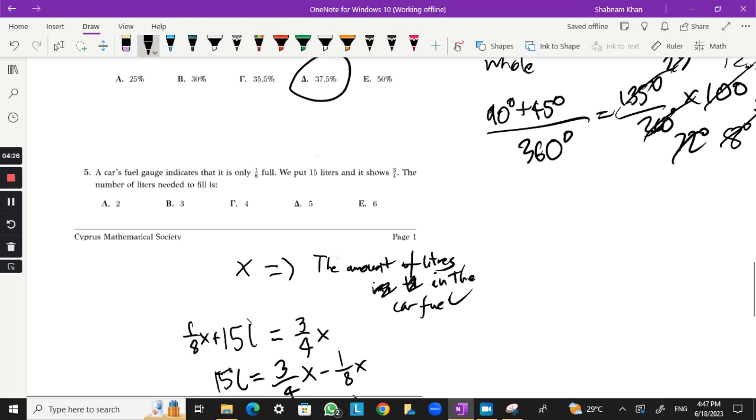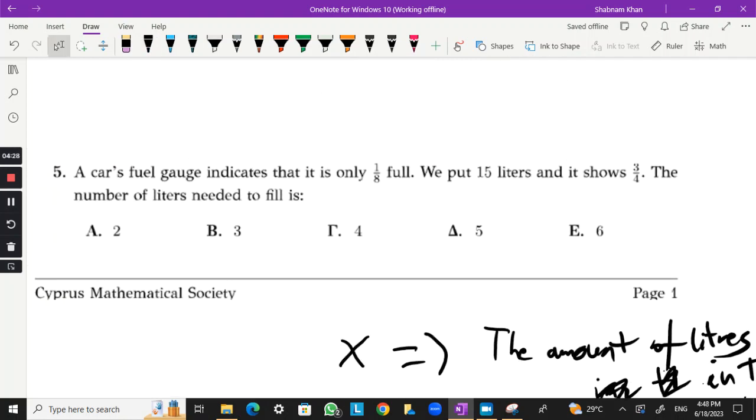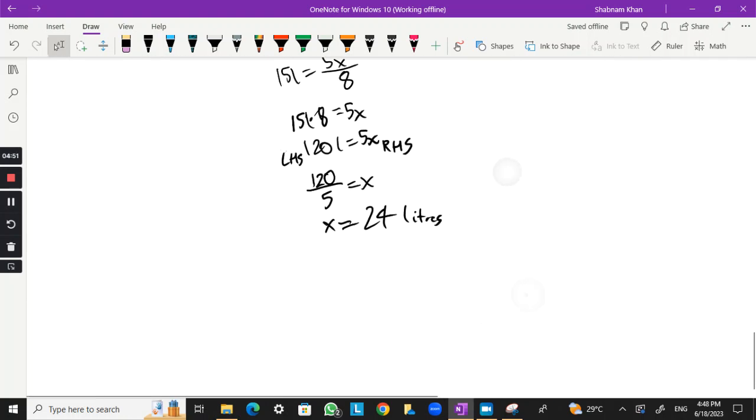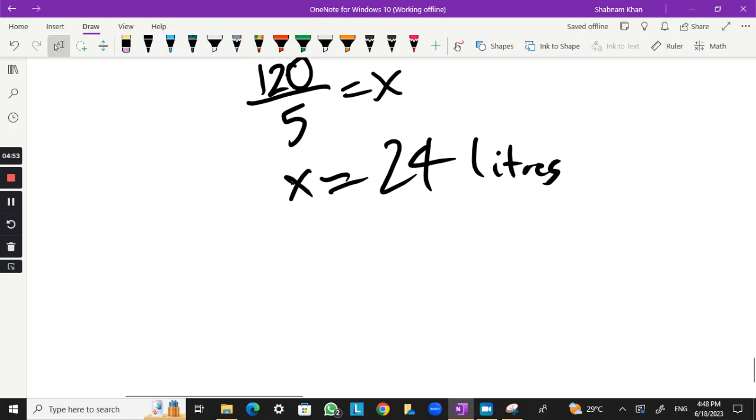Now, if we want to go back to the question, what it's asking is the number of liters that's needed to fill it up. Now, we already put 15 liters and it showed 3/4. So we know that 3/4 of the car is full with gasoline or fuel. So instead of directly saying 3/4 of 24, and then subtracting it from the actual 24, we can do a trick.